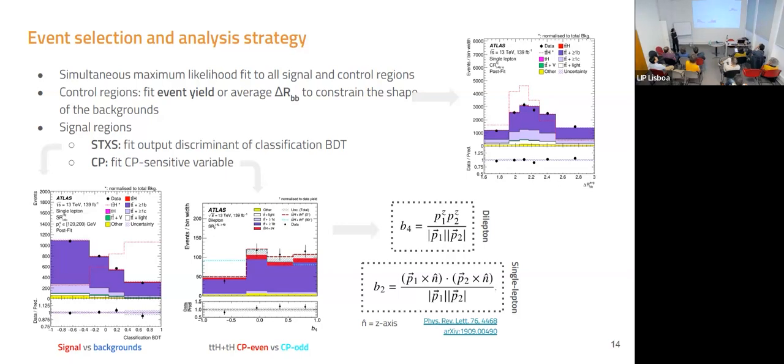So here we use two different variables depending on the channel, dilepton or single lepton. They are called B4 and B2. They were proposed in literature a few years ago. And they are basically products between the momenta of pairs of particles. In this case, we use the top quarks, so the top and the anti-top quark.